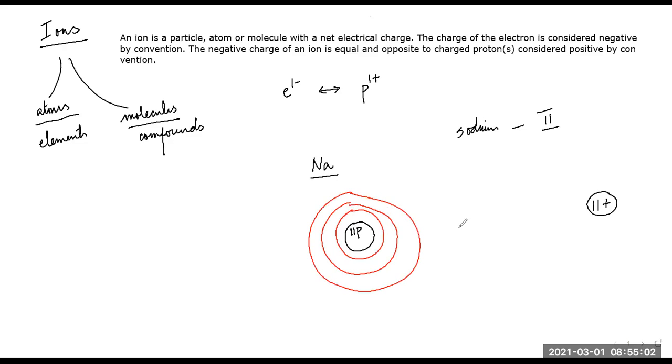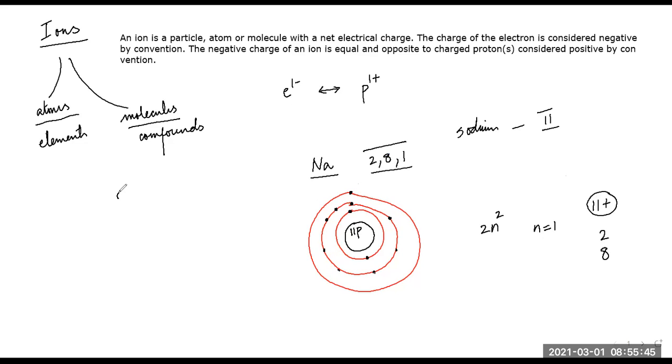So, in the first shell, according to the formula 2n square, where n is equal to 1, the number of electrons will be 2. In the second, there will be 8. The maximum electrons in the third shell can also be 8. But in this case, in the first shell we have 2 electrons. In the second shell, we have 1, 2, 3, 4, 5, 6, 7, 8 electrons. Now, in the third shell, the remaining: since its atomic number is 11, 2, 8, 1 will be the distribution of electrons. The outermost shell will have 1 electron.